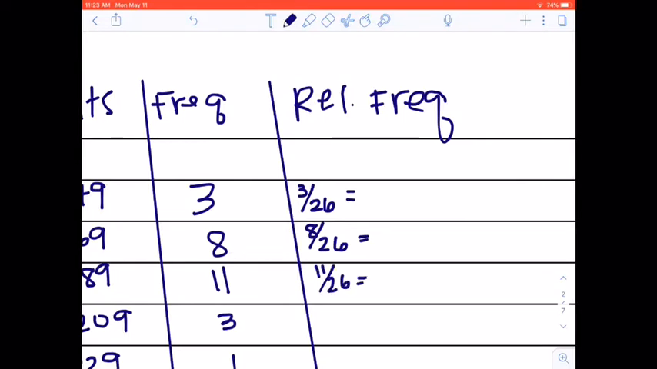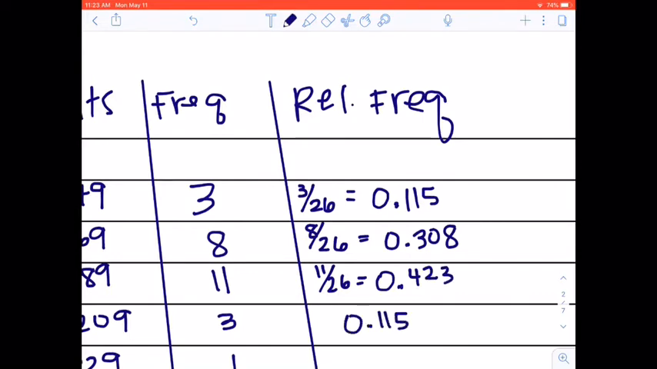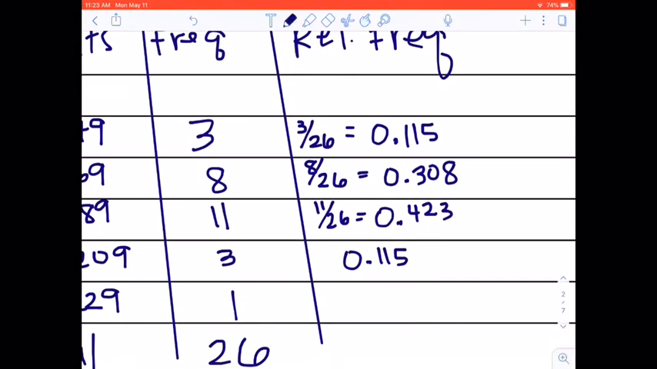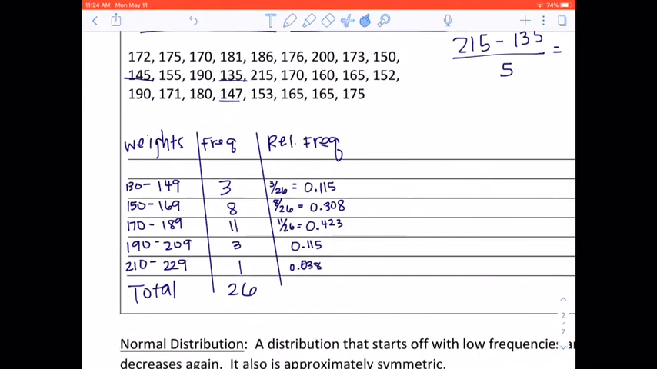We usually do not write these as fractions. They're normally written as decimals, so let's go ahead and round to 3 decimal places for this. So I'm going to go ahead and say this is 0.115. We have 0.308, and then 0.423, and then the other values we have are 0.115 and 0.038. So that is a relative frequency distribution.